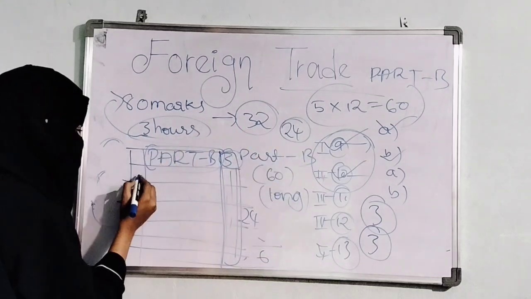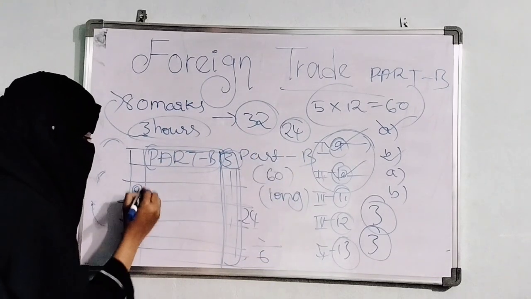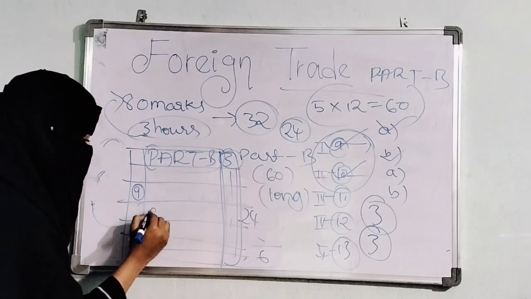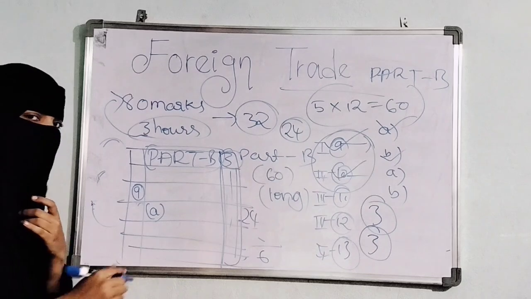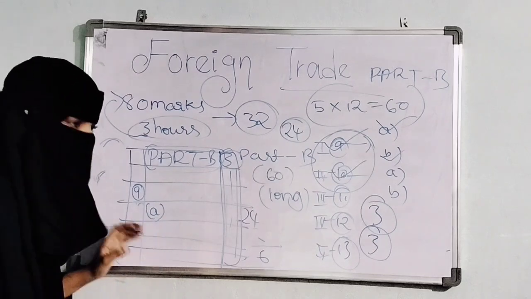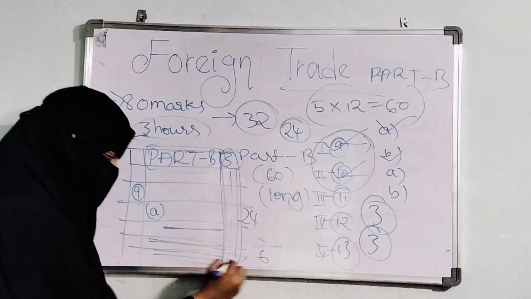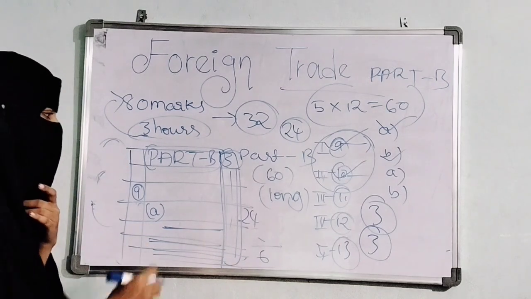If you are attempting the 9th one, you write 9 here, and don't write A or B here. No, you write A or B. If you are attempting A, you have to write A here, or if you are attempting B, you have to write B here. Then what you have to do? You have to start the answer from here. Start the answer from here and complete.